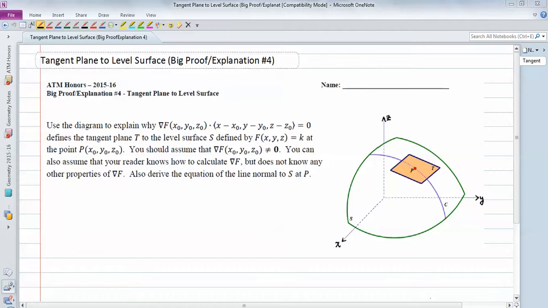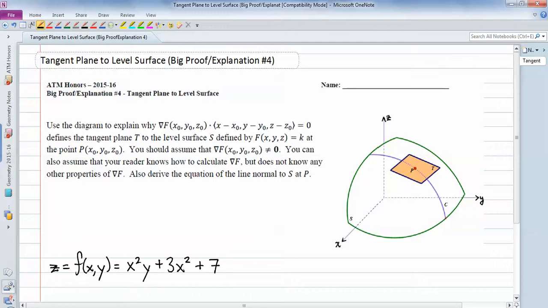Okay, so this is the fourth of four big proof explanation type problems that we're going to be doing this year. The main gist of it is, so far you've figured out how to write tangent planes if I give you a function that's explicitly defined. So z equals some function of x and y, and I give that to you in terms of x's and y's only. So like x squared y plus 3x squared plus 7.